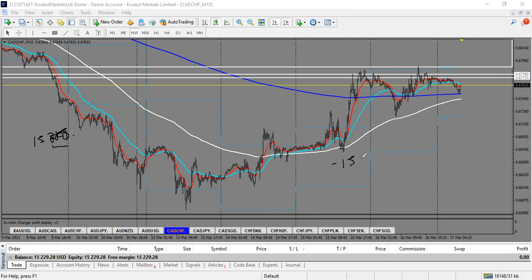15,000 is my account. I have a 15,000 US dollar account, and according to the trading rules, I can only afford to lose $1,500 from the initial capital, which is not bad. That's 10% of the initial capital. So now the question is, how many trades will I pick to lose this particular account? That's the question I should be asking myself. If I ask you, how many trades will you pick to lose this particular account?